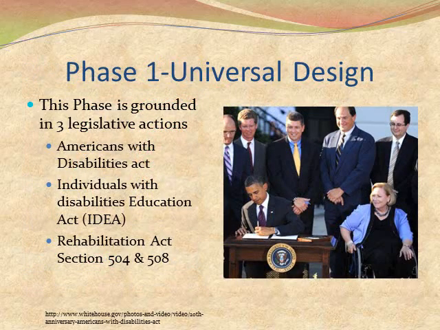Phase 1. Universal design. The basic notion of universal design is grounded in 3 legislative actions. They include the Americans with Disabilities Act, Individuals with Disabilities Education Act, and the Rehabilitation Act Sections 504 and 508. The Rehabilitation Act is unique in that it provides guidelines for web accessibility. However, there are still barriers to implementation of these guidelines.